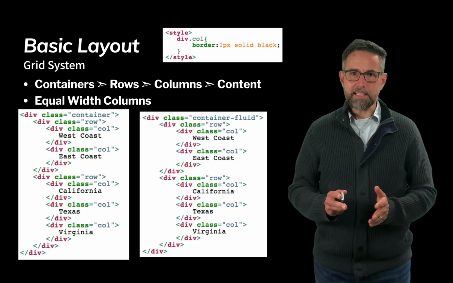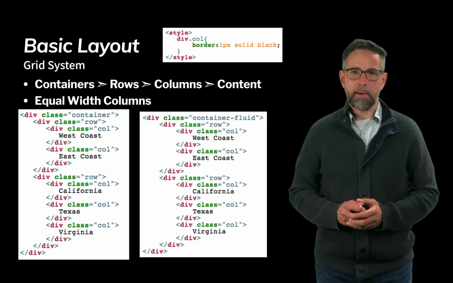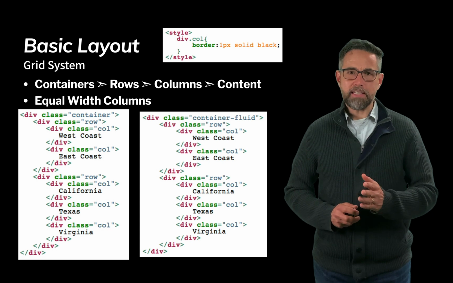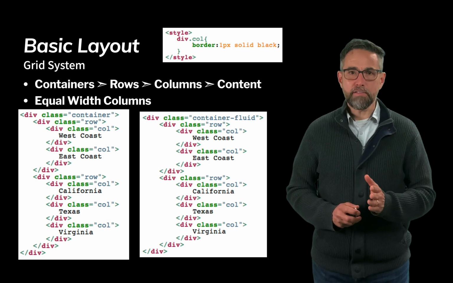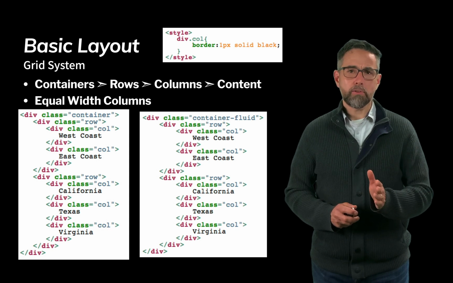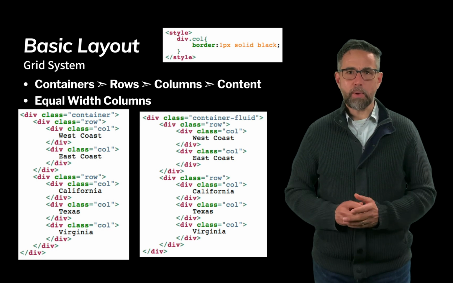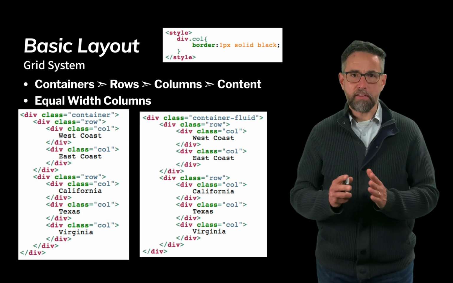Now, in order to see these things in the rendering that I'm about to show you, I've also put an inline style statement at the top of the document. And you can see that I've specified that for any divs that are of class col, I want the browser to render them with a black border around them. That's just so that we can see where the extent of the div and the columns go.